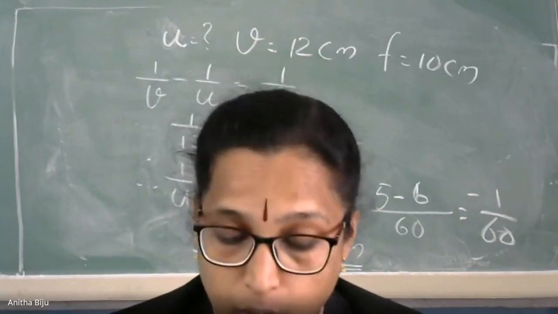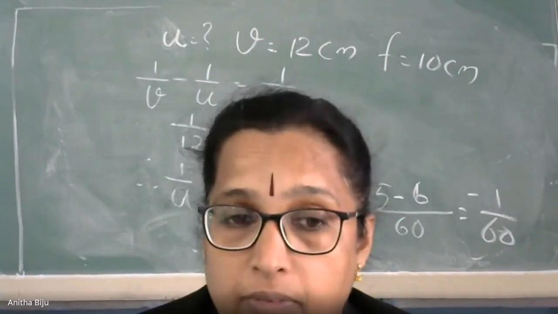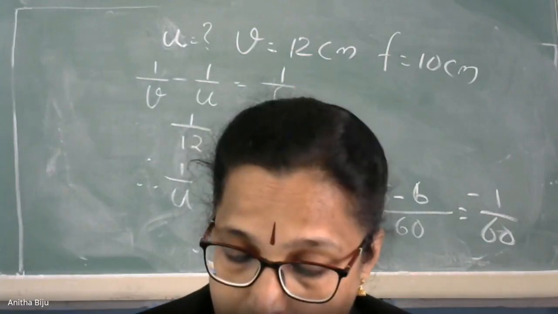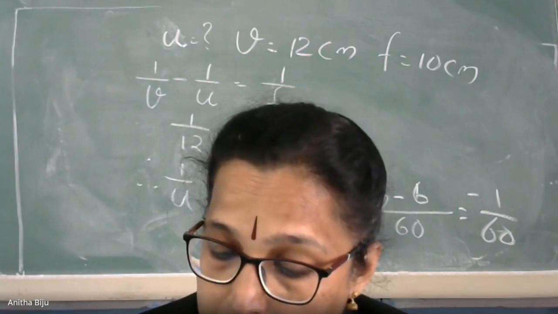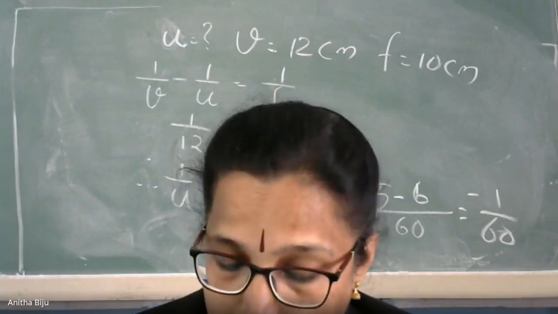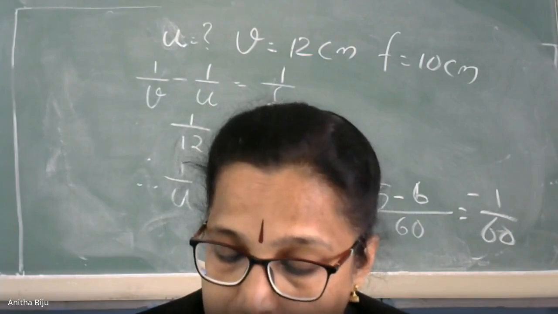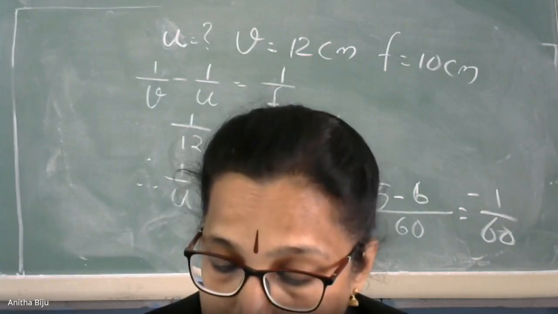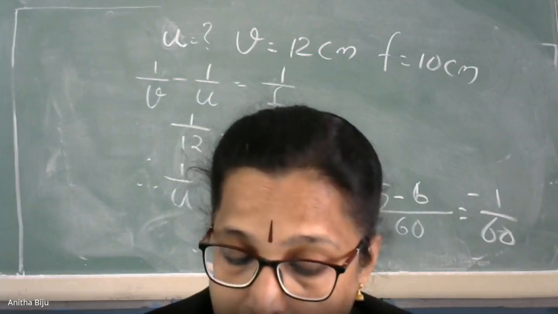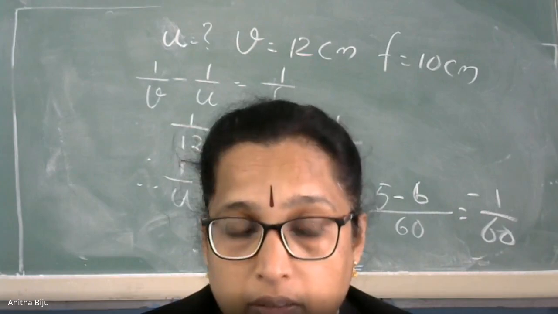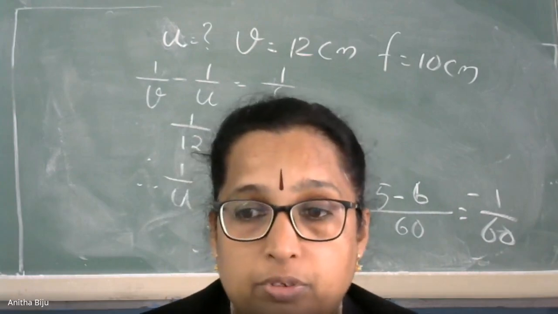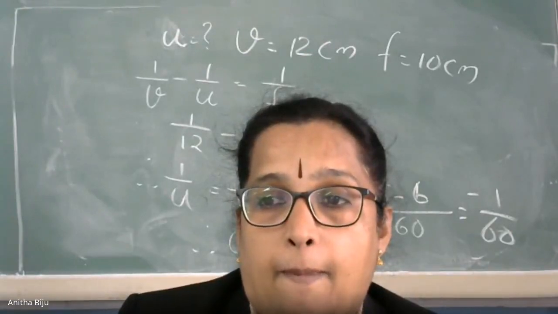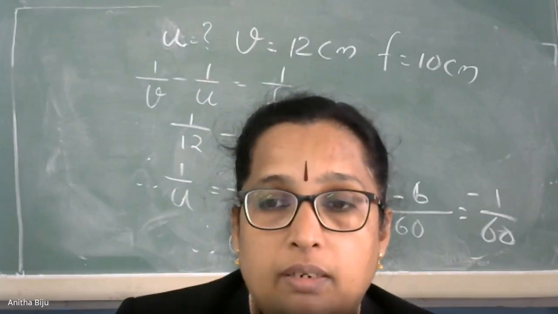Next question, write it down. If an object of 7 centimeter height is placed at a distance of 12 centimeter from a convex lens of focal length 8 centimeter, find the position, nature, and height of the image.